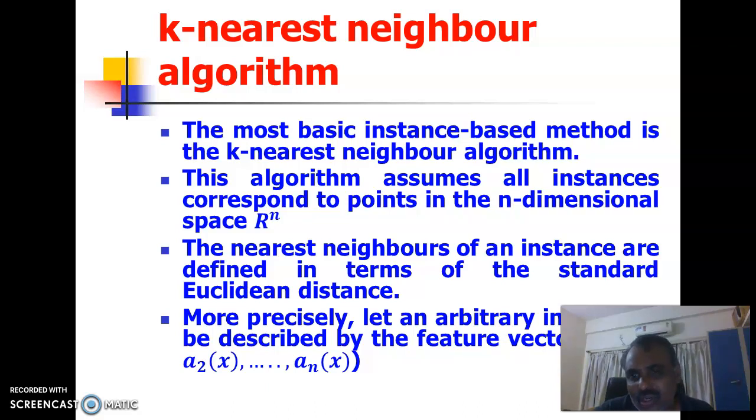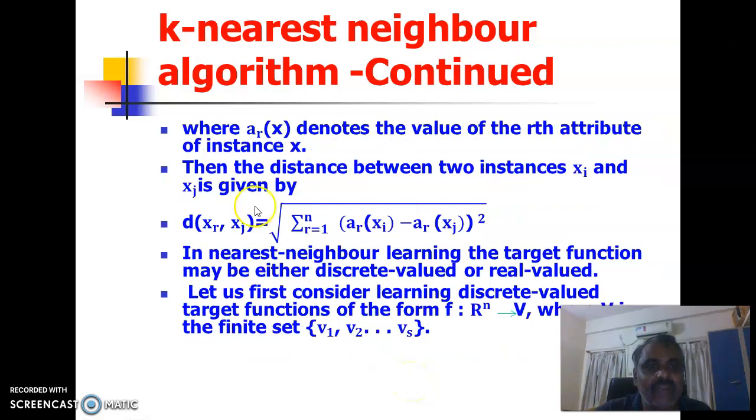This algorithm assumes all instances correspond to points in the n-dimensional space, that is R to the power n. The nearest neighbors of an instance are defined in terms of standard Euclidean distance. More precisely, let an arbitrary instance x be described by the feature vector a1(x), a2(x), and so on, an(x). These are the attributes a1, a2, up to an, and with respect to instance x we write a1 of x, a2 of x, and so on, where ar(x) denotes the value of the rth attribute of instance x.